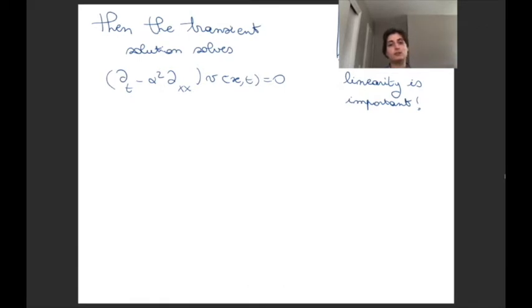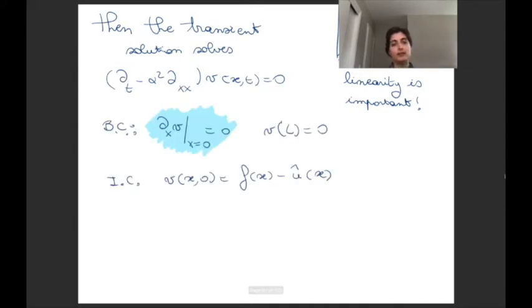Then, what does the transient solution solve? Well, it solves the PDE, so ∂t v minus α² ∂xx v needs to be equal to 0. Linearity is important in this case. Then the boundary conditions. ∂x v computed at x equal to 0 needs to be equal to 0. Note this is a different form, but it's the same form as the global PDE. Then we impose that v at capital L is equal to 0, and we impose an initial condition that is v at time 0 is equal to f minus û.